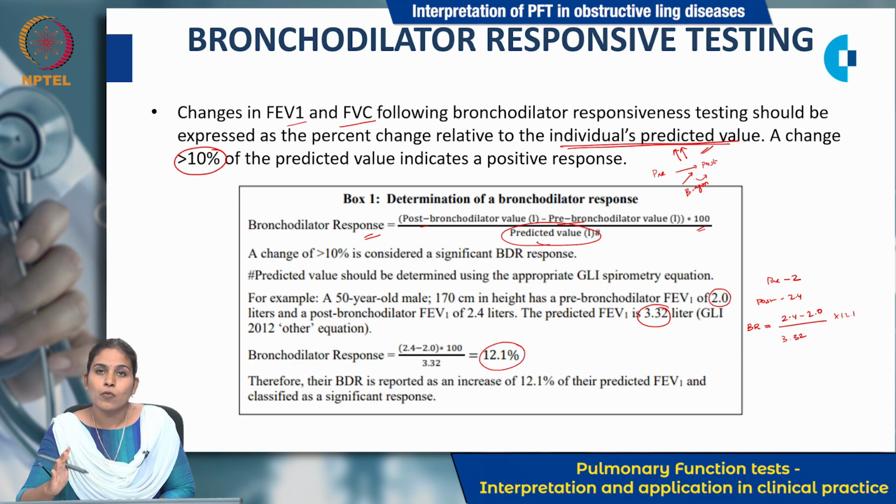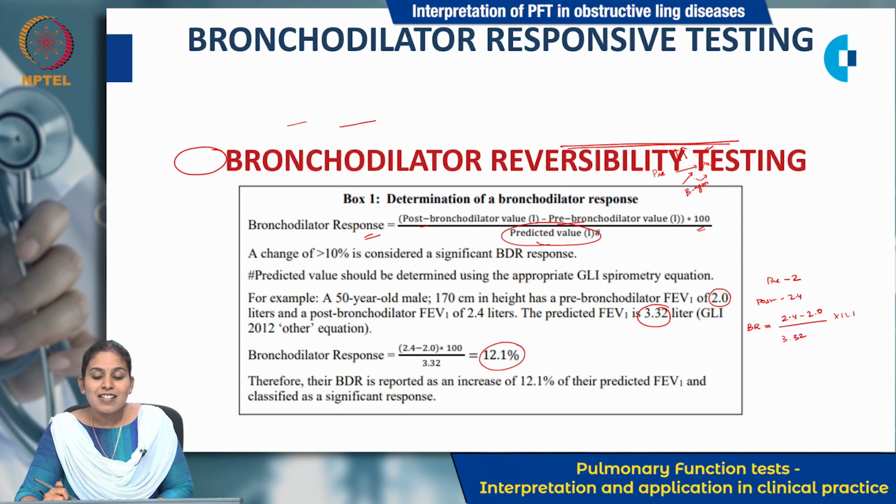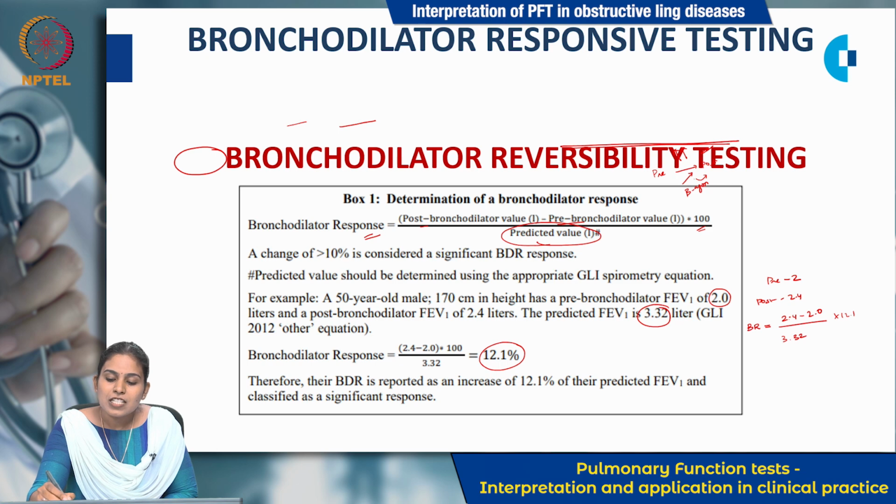It is not only FEV1. In FEV1 and in FVC also, if you find these changes, then it means that the person may respond to your bronchodilators. Okay, so next comes the important questions. In your old textbooks, they might have mentioned that there is something called bronchodilator reversibility testing.